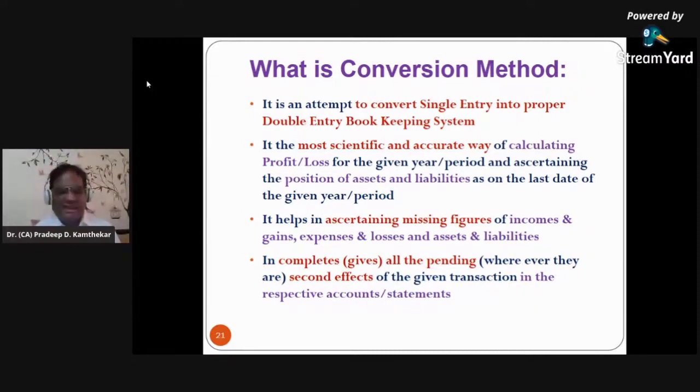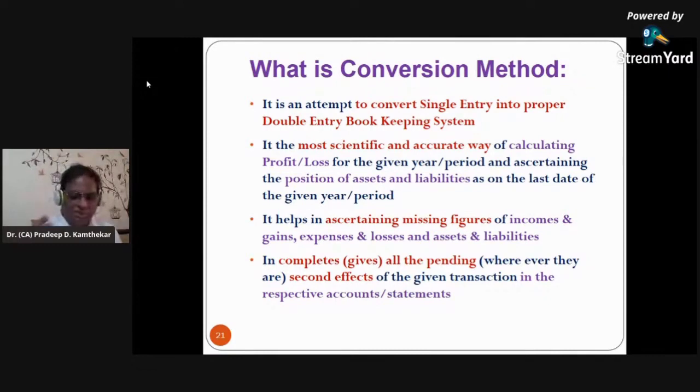It is the most scientific and accurate, I said, because here the profit or loss is having authenticity and the position of assets and liabilities also is having authenticity as to the true and fair value of it. It helps in ascertaining the missing figures, and this is the beauty. Friends, in accountancy, if you take this topic as a puzzle, because see, in any puzzle you get some missing figures, and if you develop interest, you love that, and when you have that final answer, you are very happy.